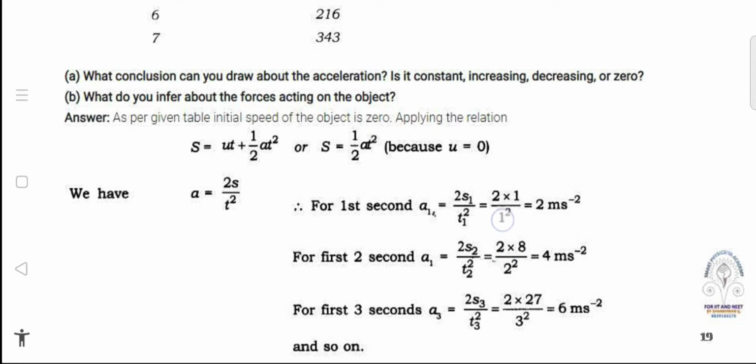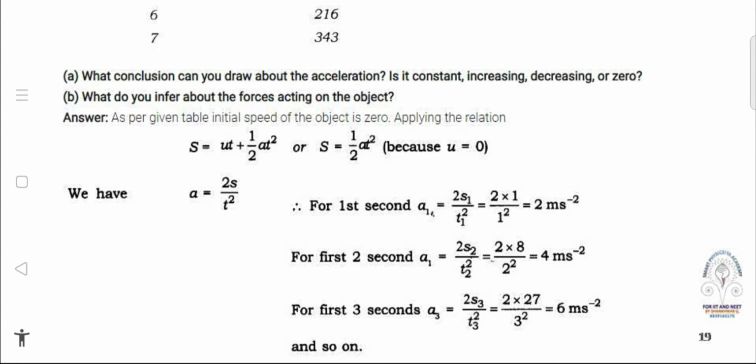For first 2 second a2 equal to 2 s2 upon t2 square, that is 2 into 8 upon 2 square, that is 4 meter per second square. For first 3 second a3 equal to 2 s3 upon t3 square equal to 2 into 27 upon 3 square equal to 6 meter per second square, and so on.